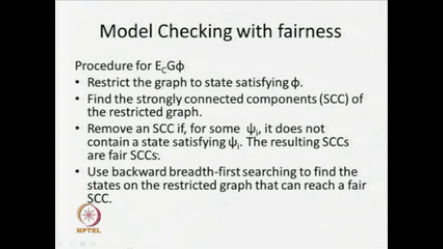Now, we will just give an example. We are saying that infinitely often all the psi i's must be true. So, if it is not true, then we are going to remove those particular SCCs. Again, the fourth step is similar: use backward breadth first search to find the states on the restricted graph that can reach a fair SCC.